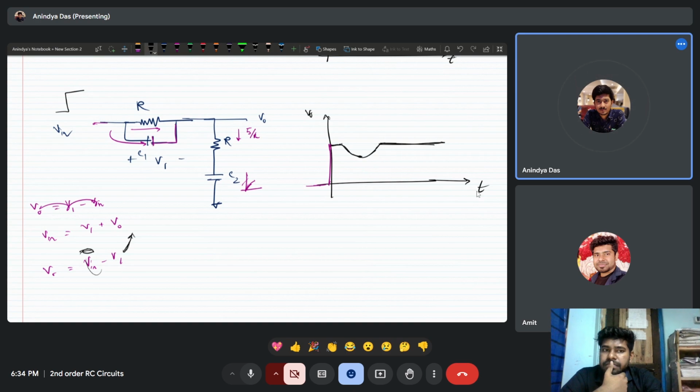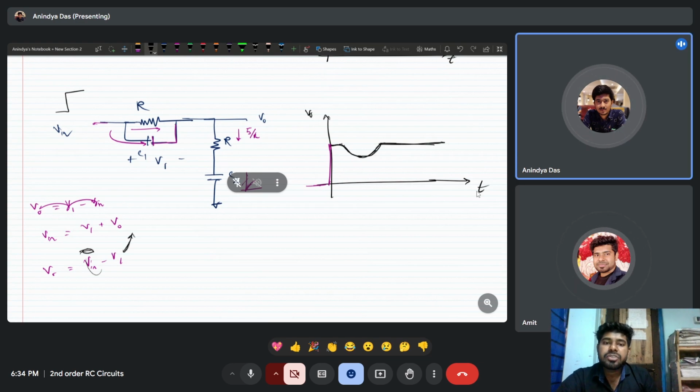After falling and going to the steady state, since the C1 and C2 values are different, we can see the poles are at completely different locations. We can comment that the circuit is overdamped, and this is a passive RC circuit, so V0 by V in, that means the gain of the circuit, cannot go above our input voltage.